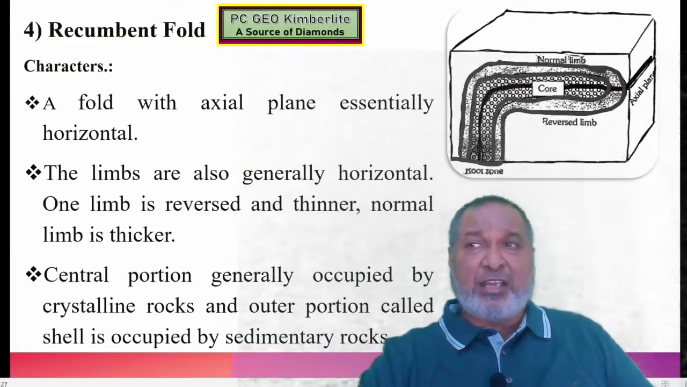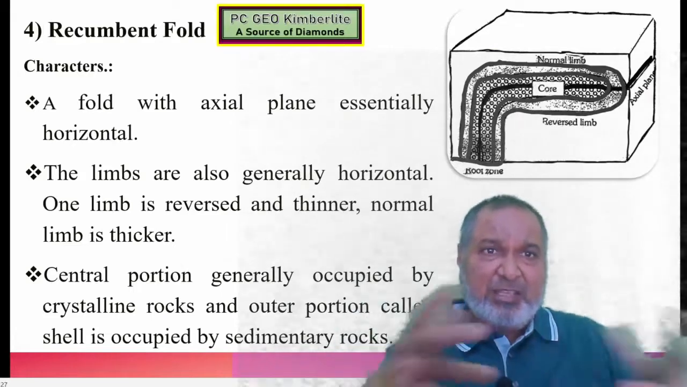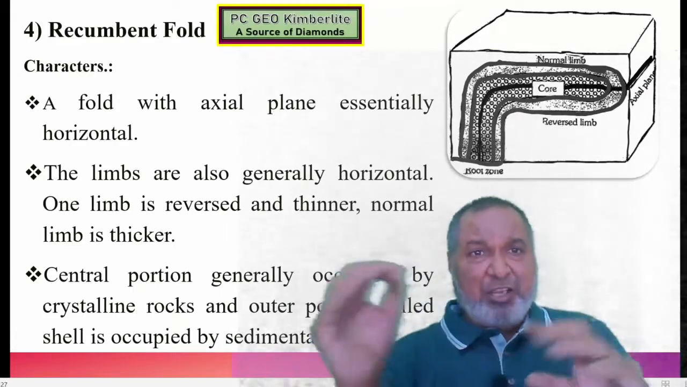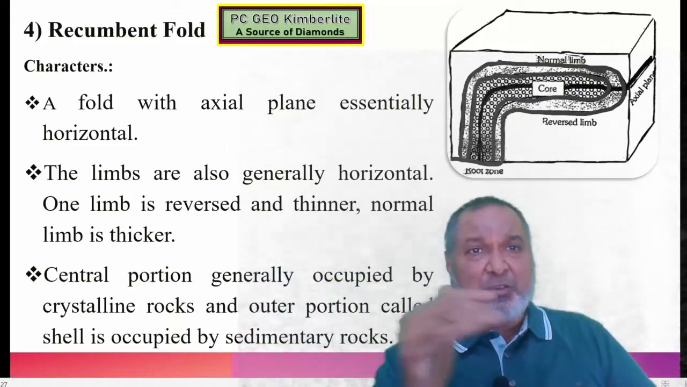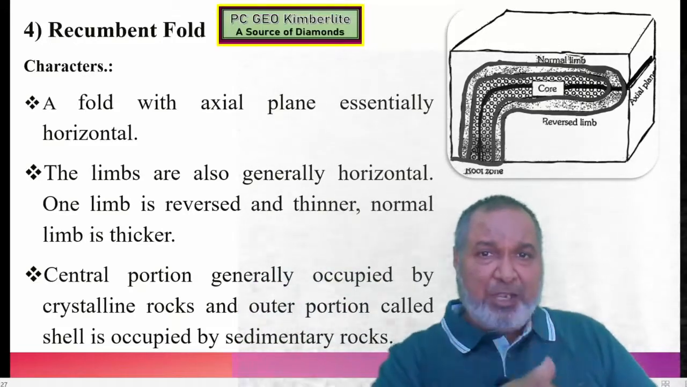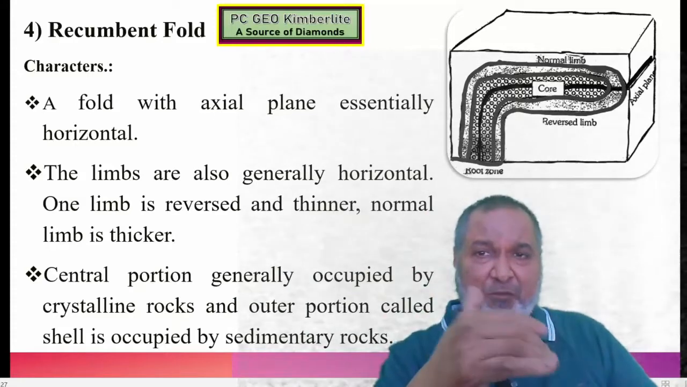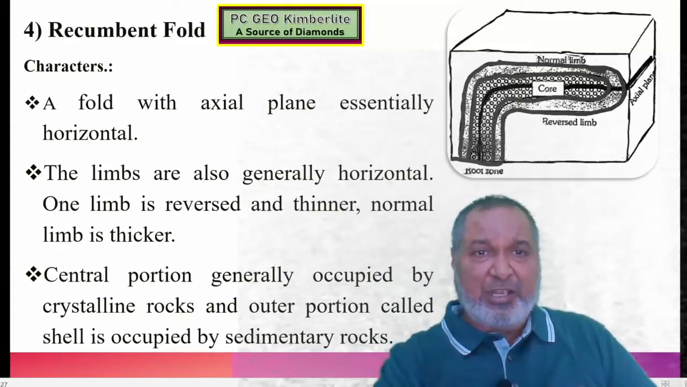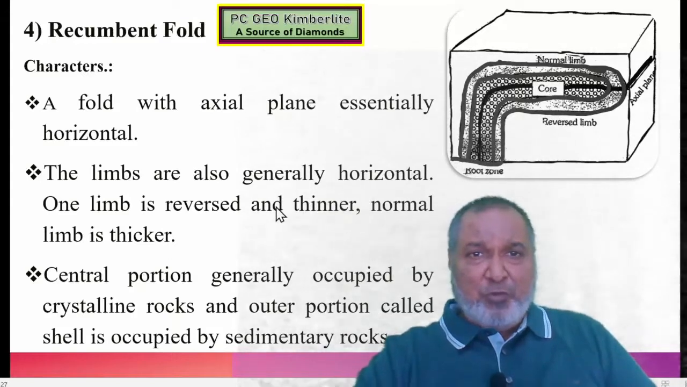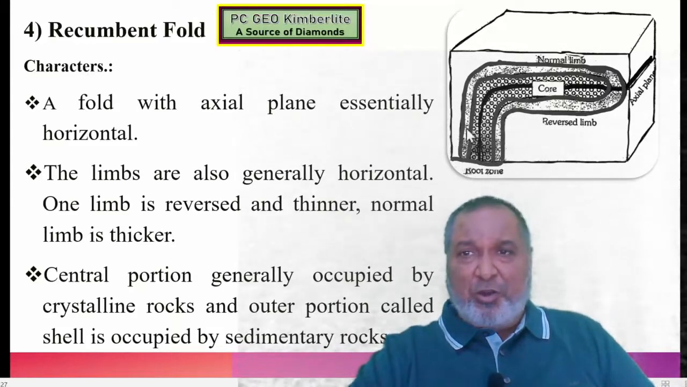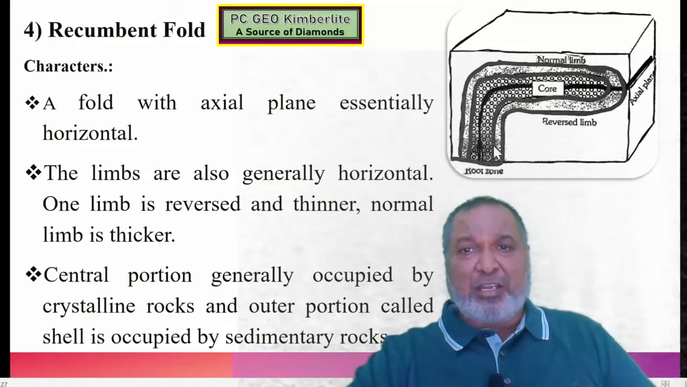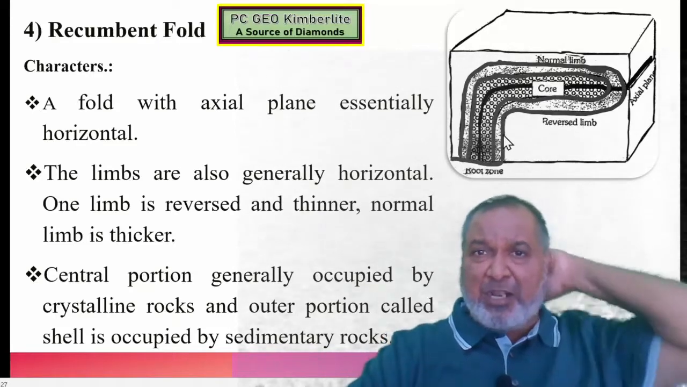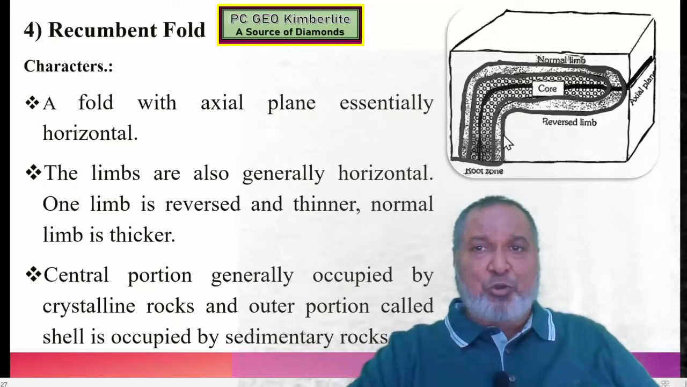Next one is the Recumbent fold. In this Recumbent fold, the interesting thing is that initially, on the surface or just below the surface, the axial plane is horizontal. But as you go deeper and deeper, the axial plane, instead of remaining horizontal, becomes vertical. So in this fold the axial plane is essentially horizontal in the initial stage, but as you go down it will be vertical, and that part where the axial plane is vertical is called the root zone.